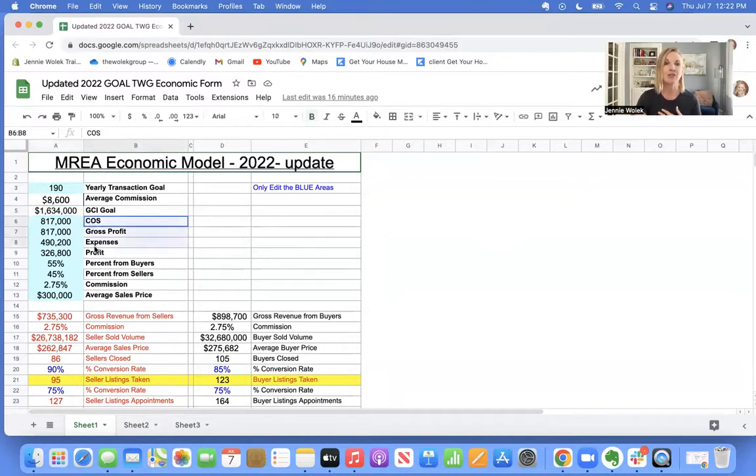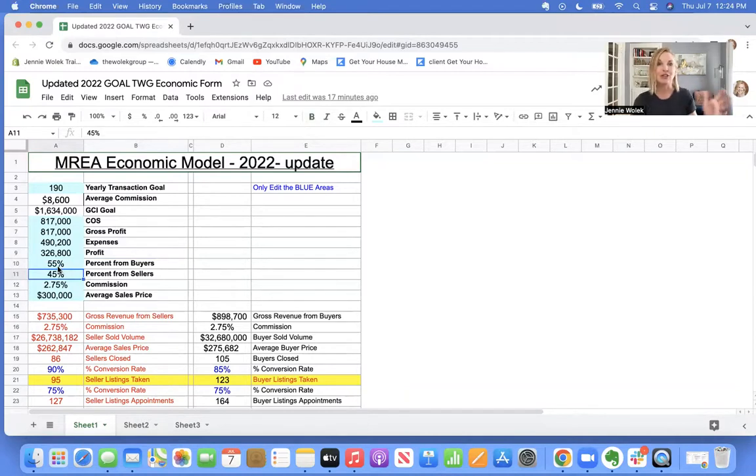Now, here are some different categories that may not matter to you. My new coach, Jordan Freed, added these in for me, just a way to get some clarity on how much money you need in order to pay all the expenses and what you want your profit to look like. Push that aside if you don't care about it. But the things you can plug in: you need to know the percent of your business that comes from buyers and sellers. So I updated that.